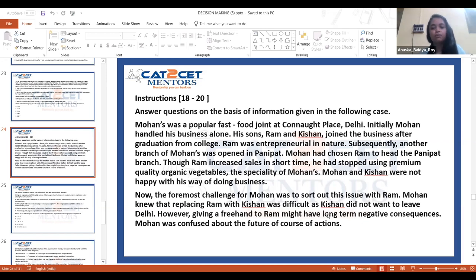However, giving a free hand to Ram might have long-term negative consequences because the name of Mohan's might actually get impacted. Okay, so the brand name will get impacted if he keeps on using bad quality stuff. So Mohan was confused about the future course of action. Now we look at the question.